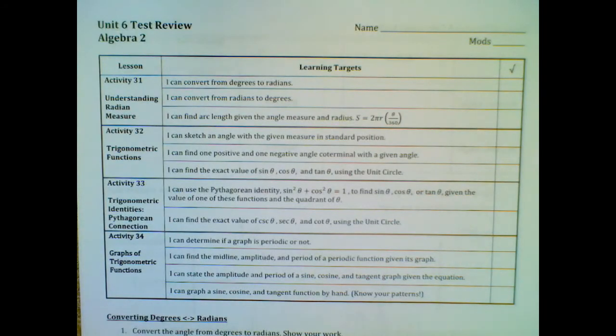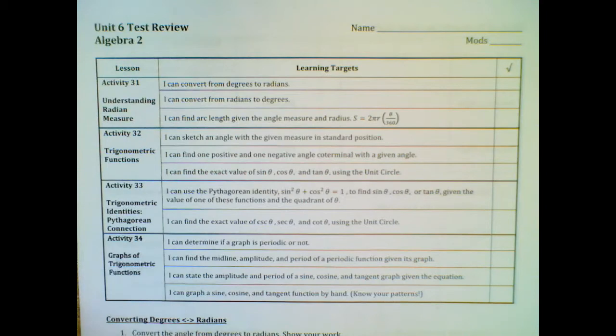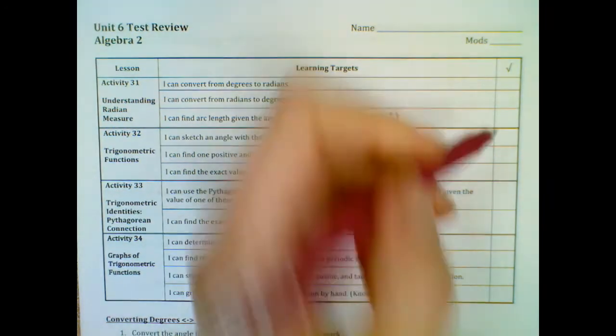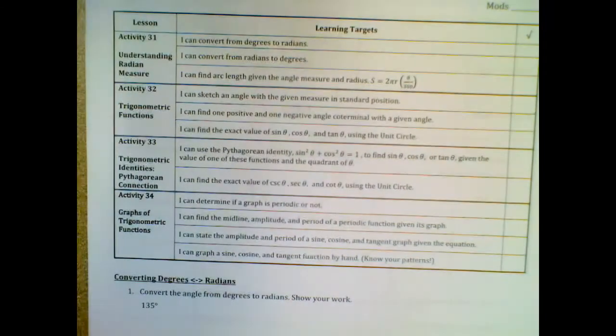All right, everybody, here we go. So today we are doing your Unit 6 test review over Trig. All right, over here we have your learning targets. Remember, as you're going through your packet, if you're struggling with a topic, highlight it, and that's when you know that you need to go back and study it. If you feel good about it, go over here and put a little check mark in that check mark column, okay? All right, let's get started.